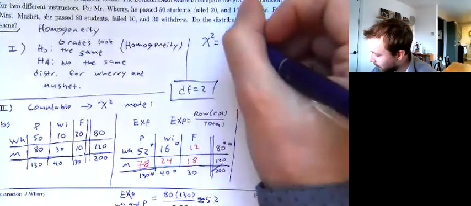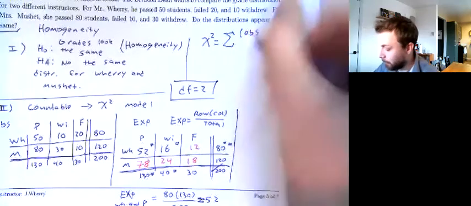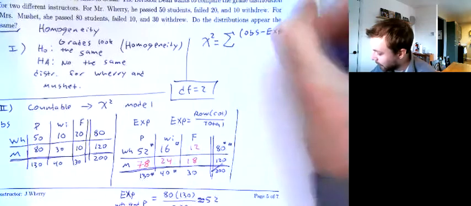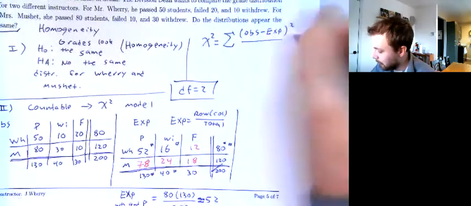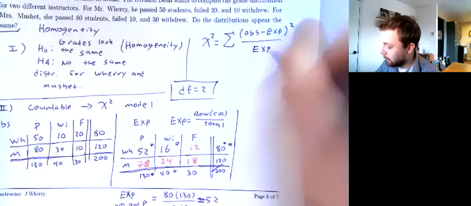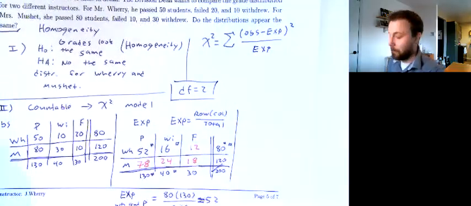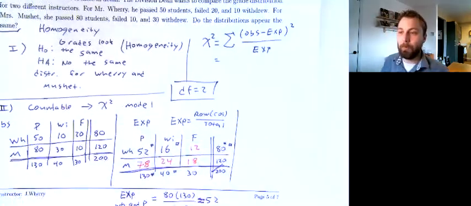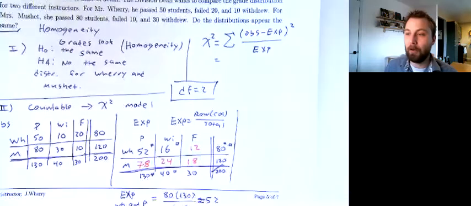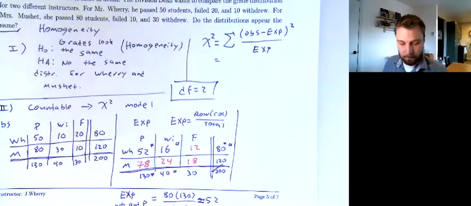And I'm going to start by taking an observed value 50 minus the corresponding expected value 52. I'm going to square it. And I'm going to divide this by that expected. I'm going to add this up for everything in my grid here, and we'll see what we get. If you're following at home, pause the video, give this a go. I'm going to do it as well, but try it out and see what you get.